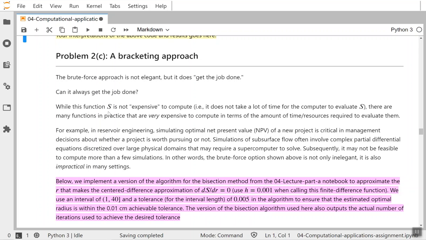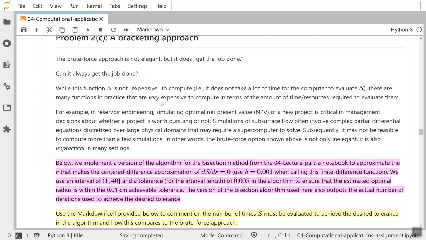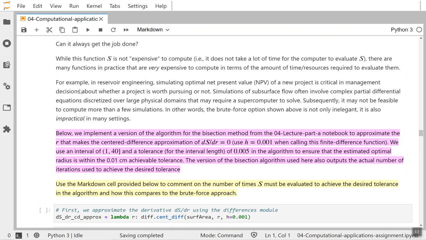Well, while this function S for our surface area is not expensive to compute, meaning it does not take a lot of time for the computer to evaluate the surface area, there are many functions in practice that are incredibly expensive to compute in terms of the amount of time and resources required to evaluate them. So for example, in my research and when I've reviewed papers for publication in certain reservoir engineering journals, there's the simulating of optimal net present value of a new project, which is something that is studied and researched, and it's critical in management decisions about whether a project is worth pursuing or not.